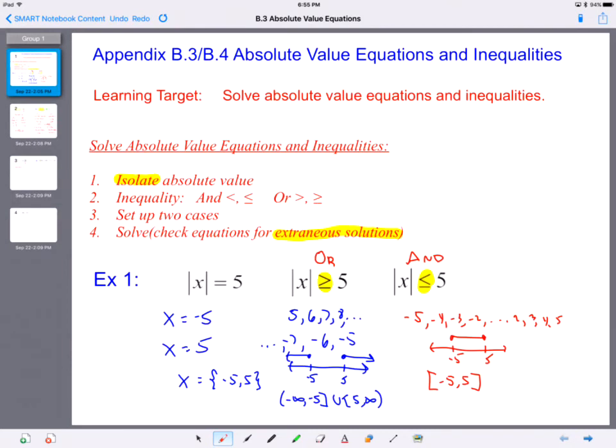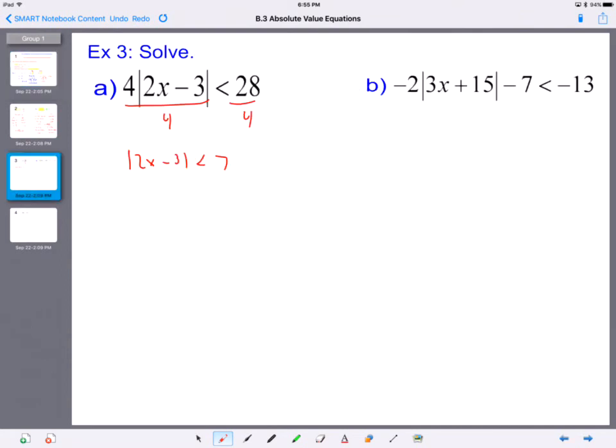Go back to our original. Once we isolate it, determine whether it's an and or an or statement. Do not determine whether it's an and or an or until it's isolated, for the reason I just said. If you multiply or divide by a negative, it's going to switch it. So in this case, it doesn't matter, but you do want to make sure you isolate it first. So this is a less than sign, so you're thinking, less than, it's going to be less than 7, but also greater than negative 7. So it's that and statement that we were talking about.